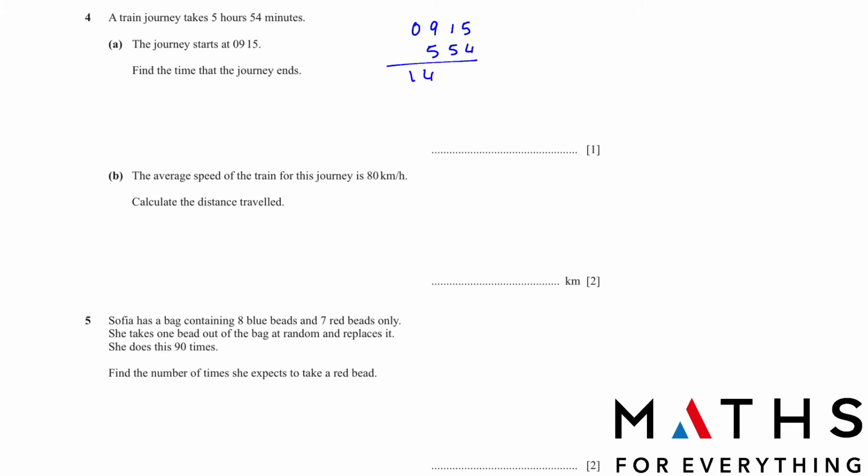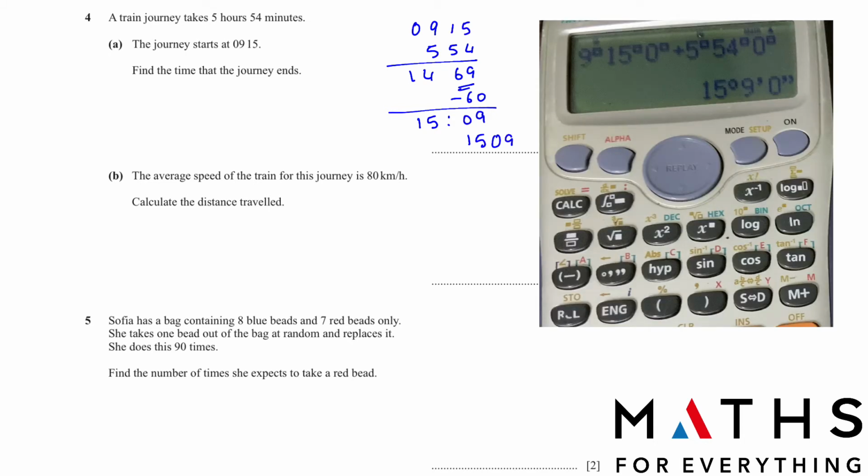This will give us 14:69. 1 hour is 60 minutes. So if we subtract 1 hour from here, we add it to the hours, it will become 15. And 69 minus 60 is 09. So the time is 15:09.